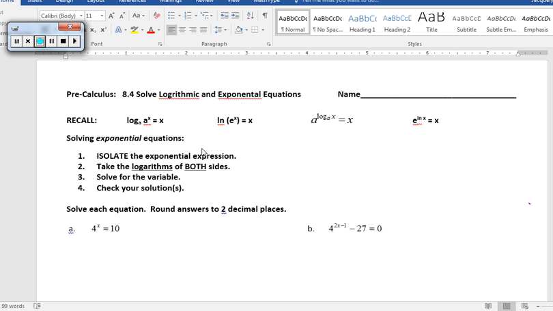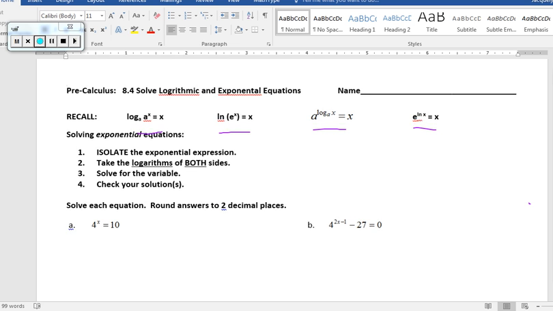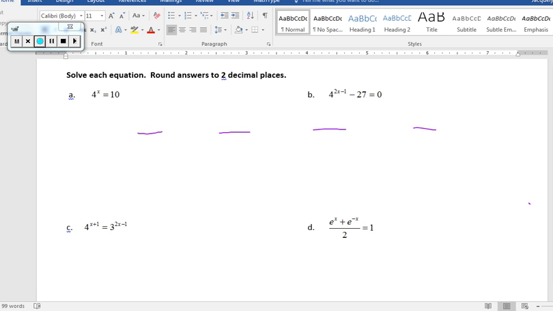Okay, today we're going to be doing 8.4. We're going to be solving logarithmic and exponential equations. These were just some of the basics that we had learned about the logs sitting in 8.1 through 8.3. We're going to use some of those principles to help us solve the equations. We're going to apply a lot of algebraic principles to these. They should be fairly easy.